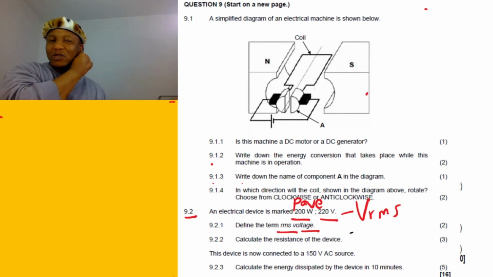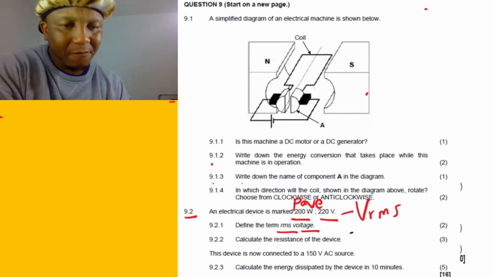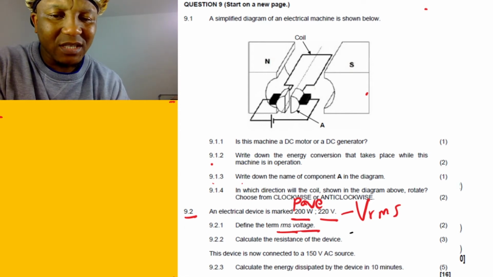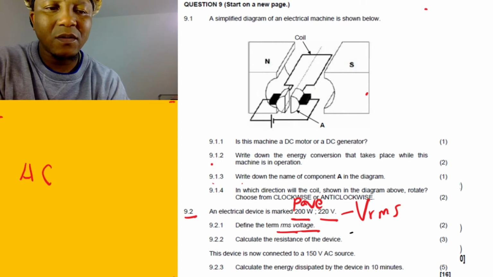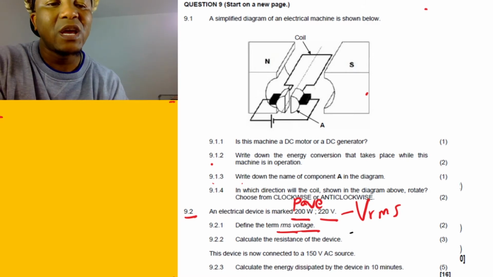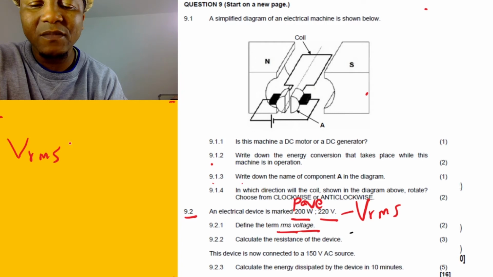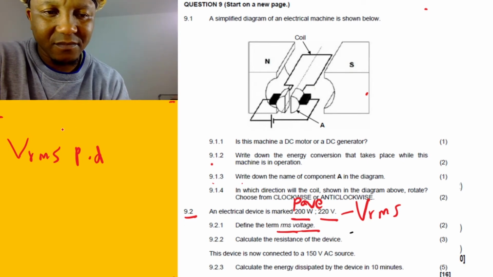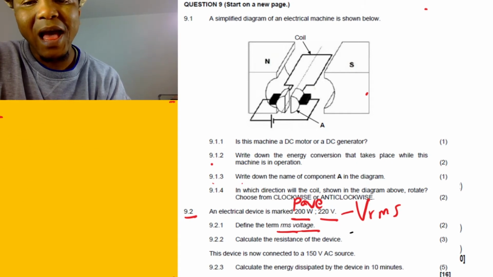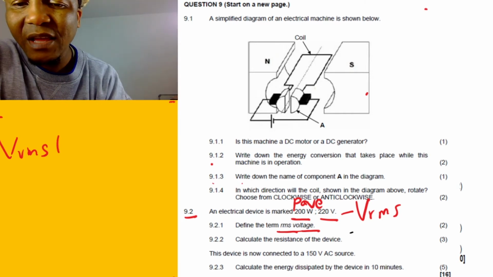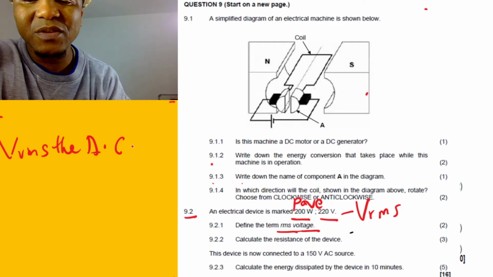So now they say define the term RMS voltage. RMS voltage is the voltage which is in AC. When you say voltage, it means potential difference. So RMS voltage is the DC, direct current, potential difference.